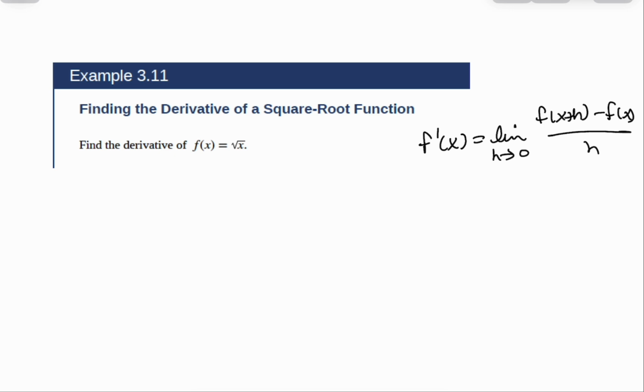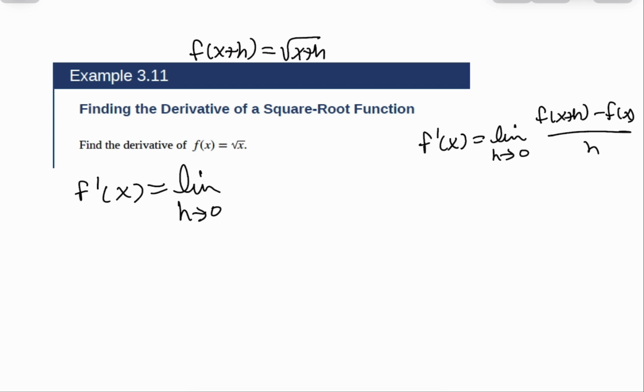Okay, so the first thing we're going to do is replace x plus h and x in that formula. Remember, that's f of x. F of x plus h is just the square root of x plus h. So the derivative is going to be the limit as h approaches 0 of f of x plus h minus f of x all over h. Now we had seen limits like this. If you plugged in h being 0, you get 0 over 0. We know that there is something we can do to manipulate the algebra.